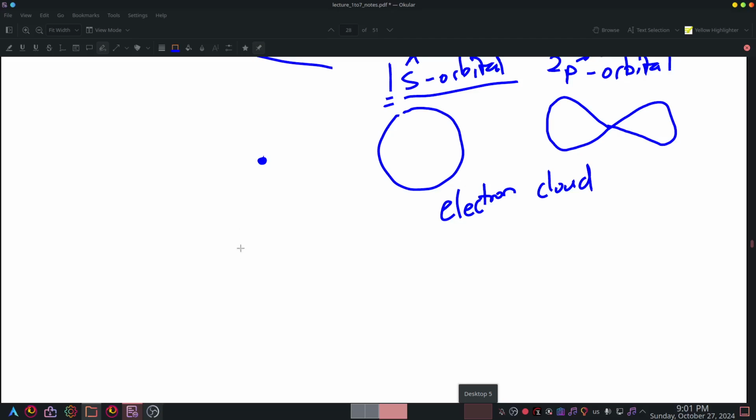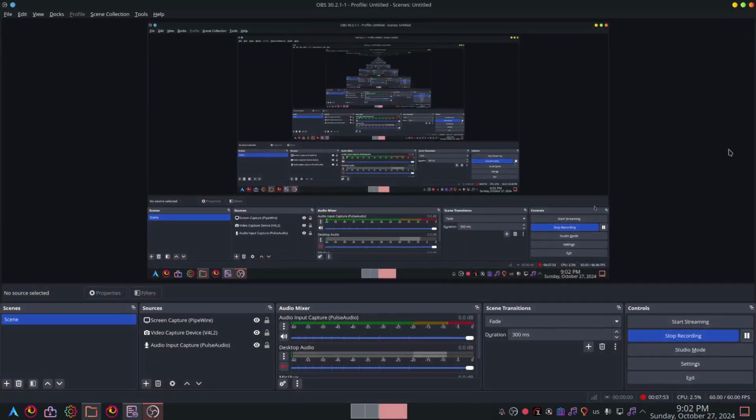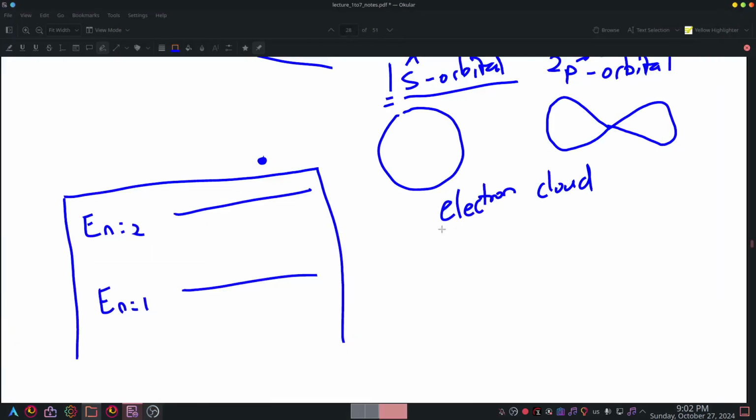So how do you get from this s to p, or vice versa? You basically have different energy levels within the hydrogen atom. Between n equals 1 and n equals 2, you can transit between these two states.